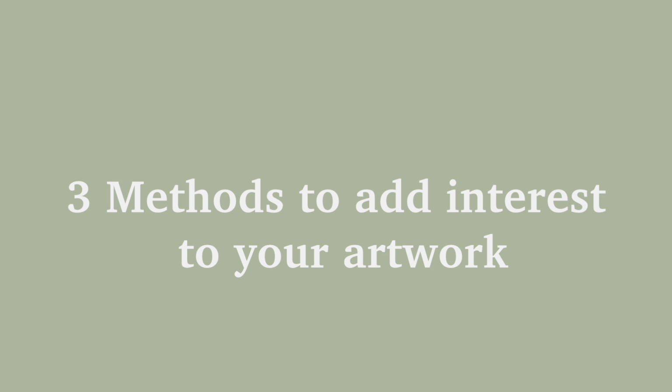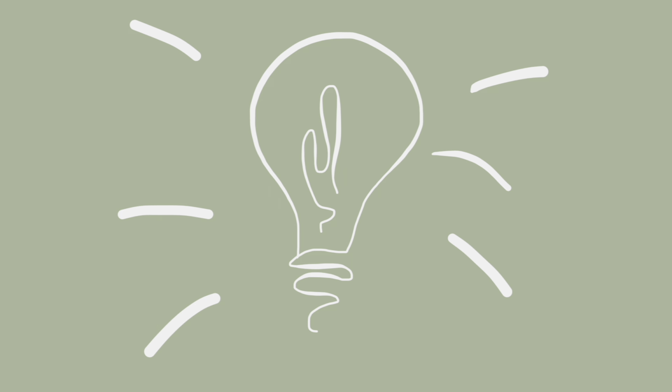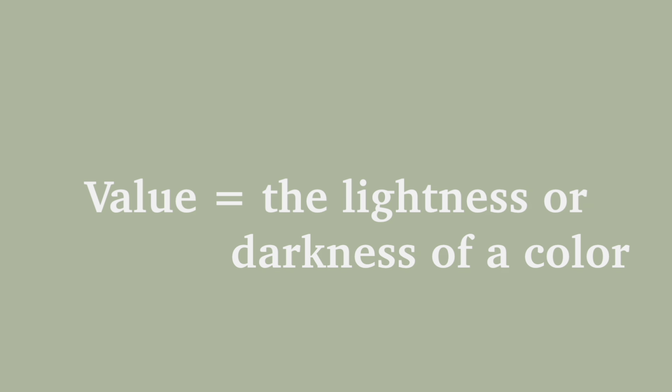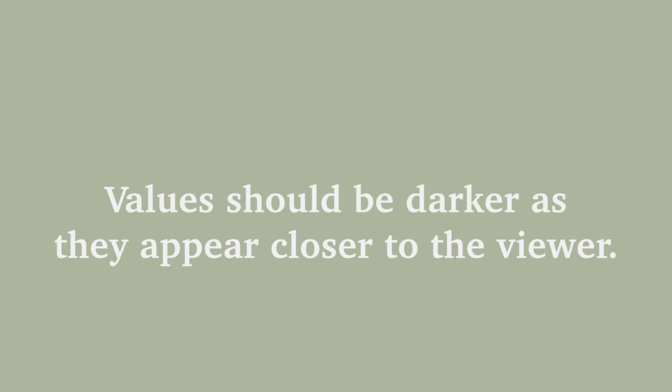There are a lot of different methods to achieve this, however, I narrowed it down to 3 that I think are very important today. Value is my very favorite. It is the way that light casts on an object. A simple way to say it is that it is the lights and darks of a color. Values should be lighter as they get away from the viewer, also meaning that values should be darker as they appear closer to the viewer.